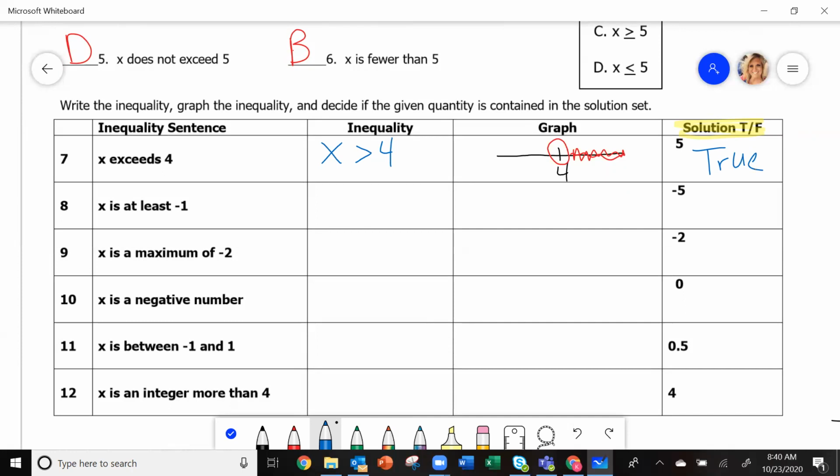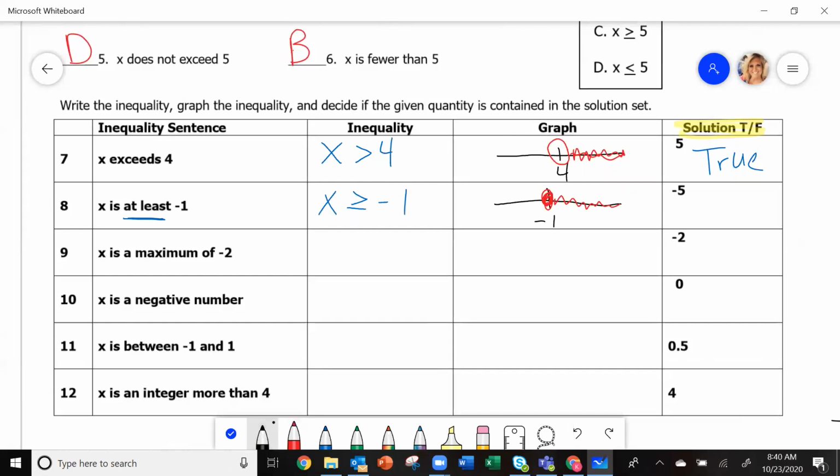Number 8 says x is at least -1. At least, remember, that's going to be that opposite thing. So it's going to be greater than or equal to -1. So I draw a number line. I have -1. It is equal to, so I'm going to draw a colored in circle, greater than, shade to the right.